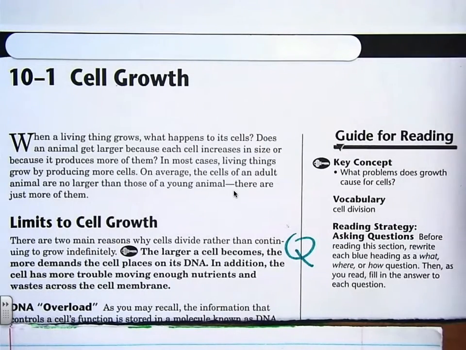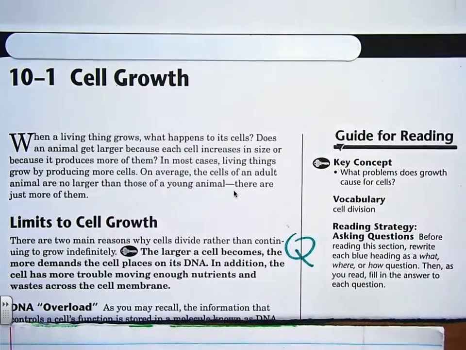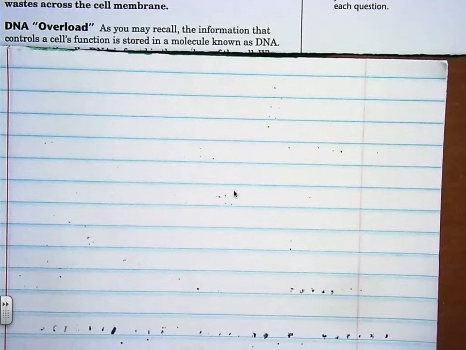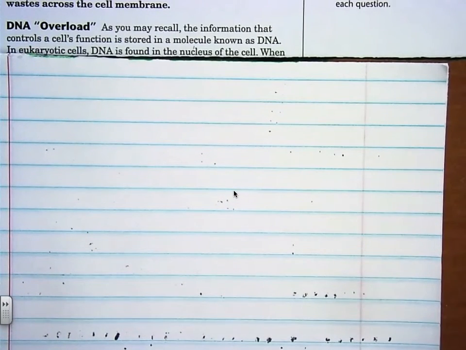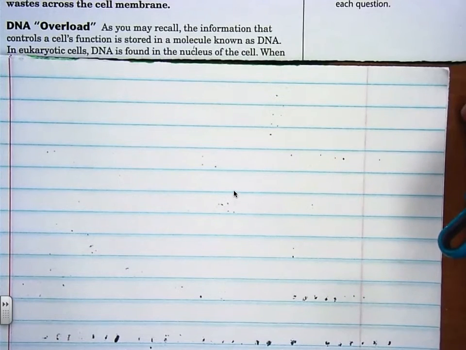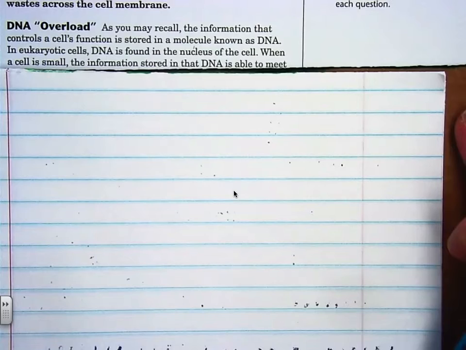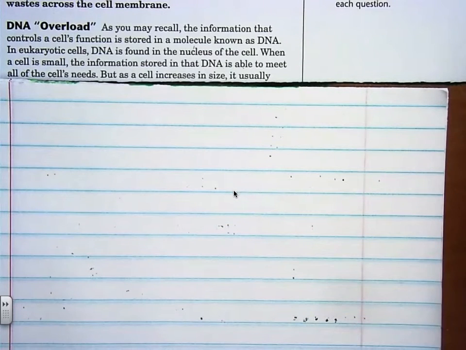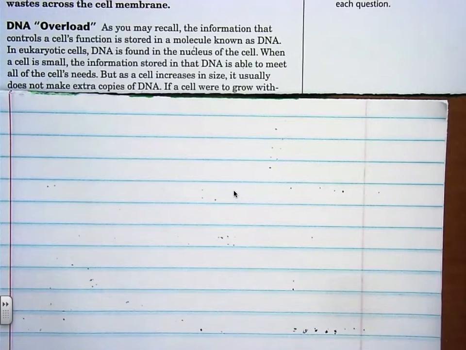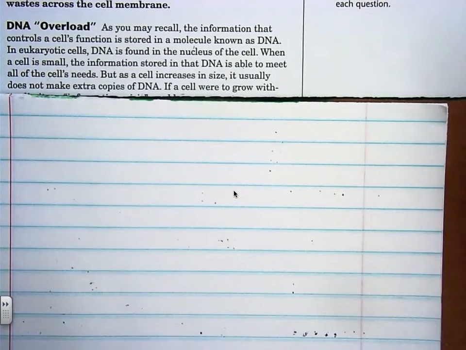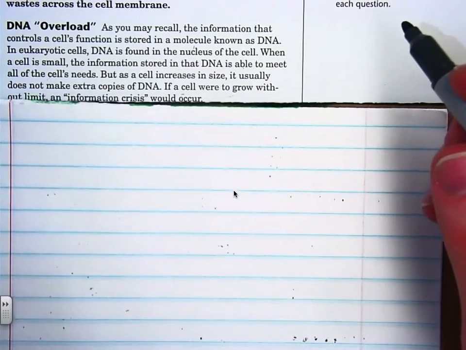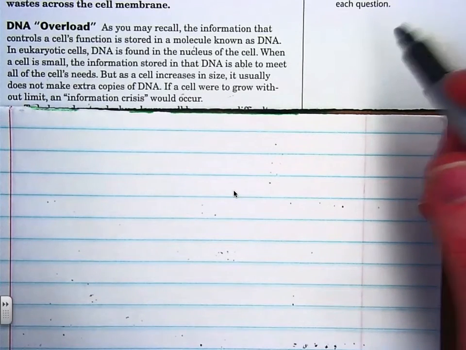DNA overload. As you may recall, the information that controls a cell's function is stored in the molecule known as DNA. In eukaryotic cells, DNA is found in the nucleus of the cell. When a cell is small, the information stored in that DNA is able to meet all of the cell's needs. But as the cell increases in size, it usually does not make extra copies of DNA. If a cell were to grow without limit, an information crisis would occur.